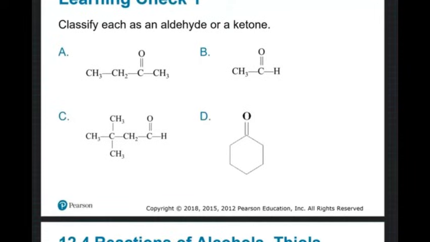So let's do some classification here. A, aldehyde or ketone. This carbon is connected to what? To other carbons. So you can think of it this way. If the carbonyl carbon is connected to carbons, it's a ketone. This guy, connected to one carbon and one hydrogen, what is it? Aldehyde.